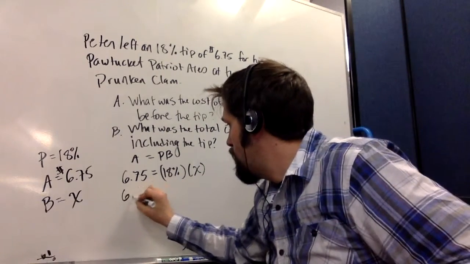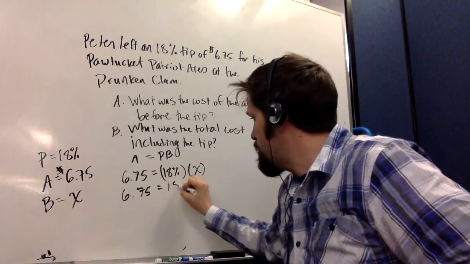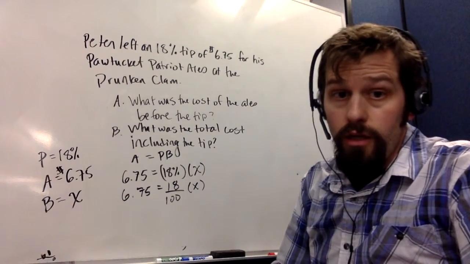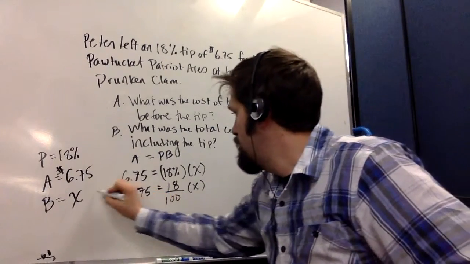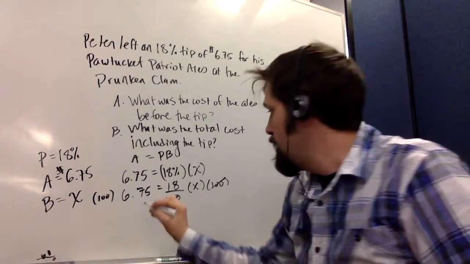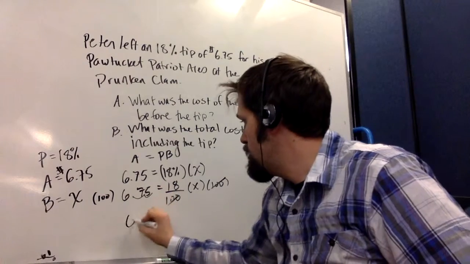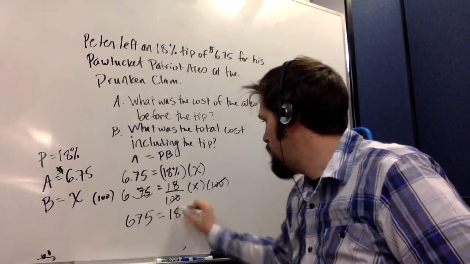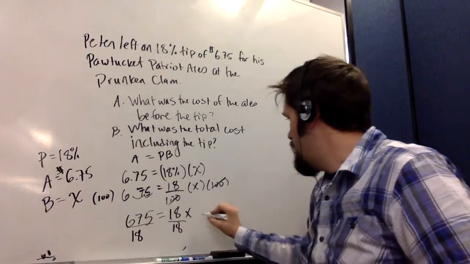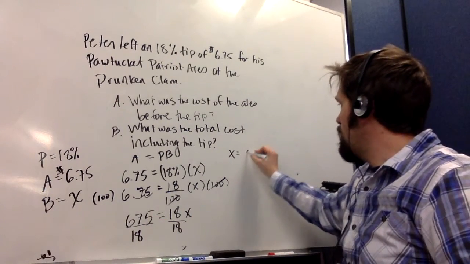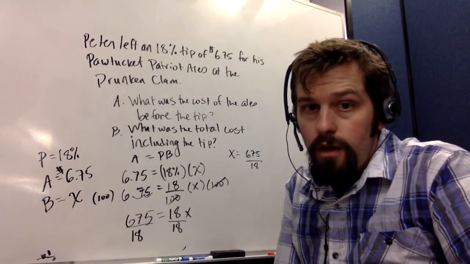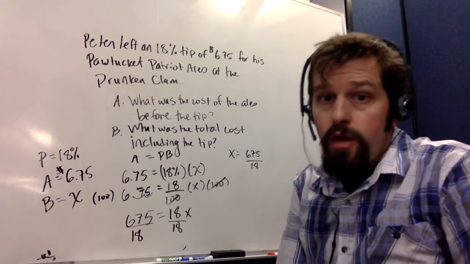And now to solve, I'm going to write 18% as 18 divided by 100. And then I am going to multiply both sides by 100. That makes a factor of 1. And I move the decimal 2 places to the right to get 675 equals 18x. Divide both sides by 18. And I now know that x equals 675 divided by 18. And that will tell me the cost of the ales before the tip.